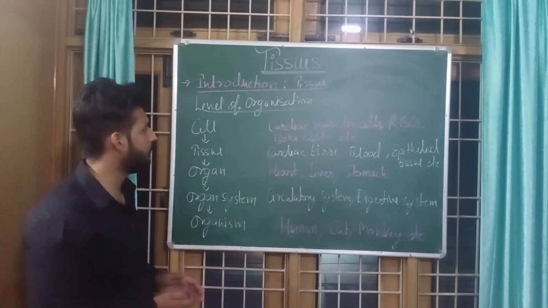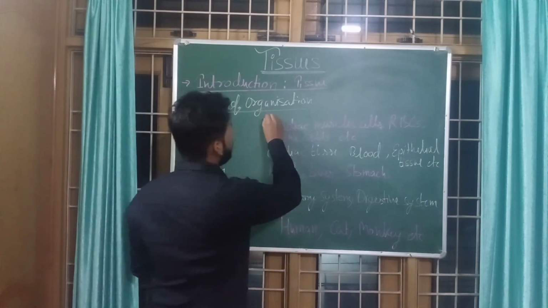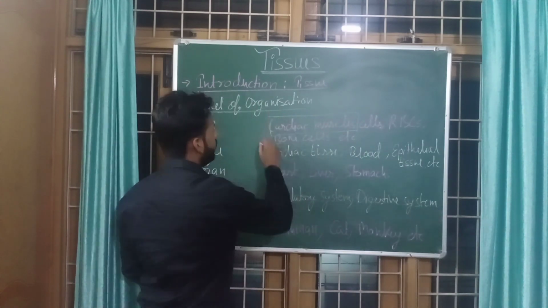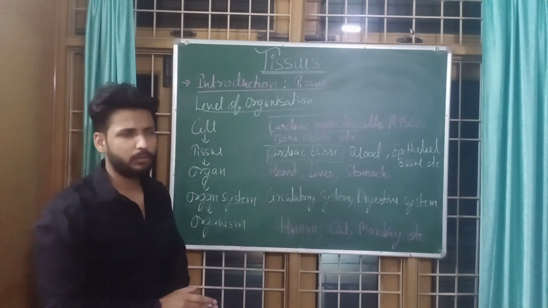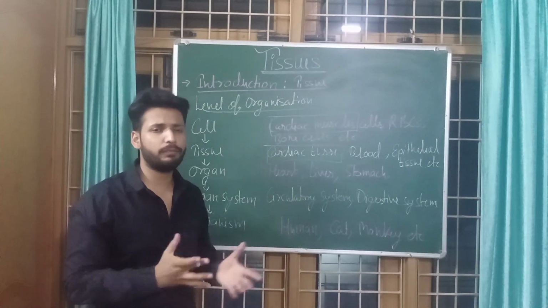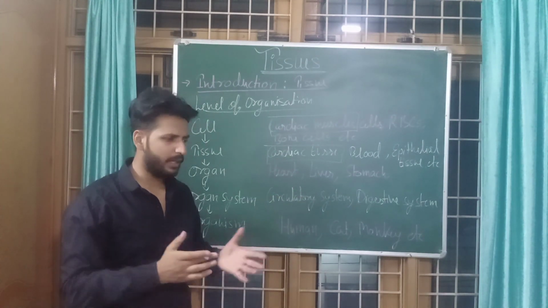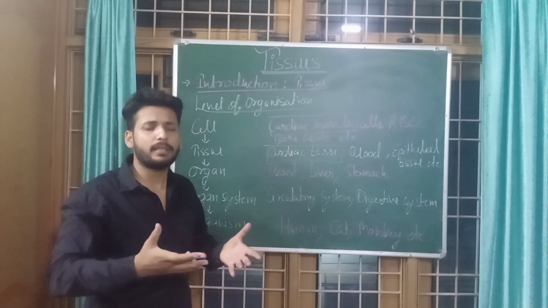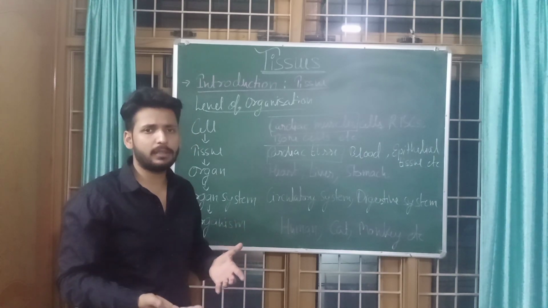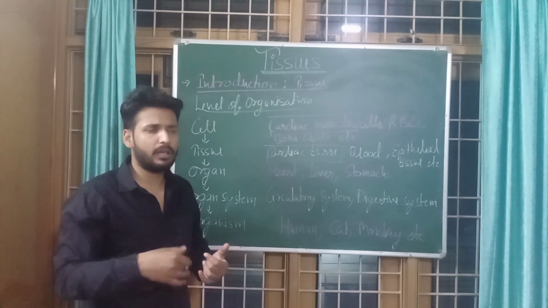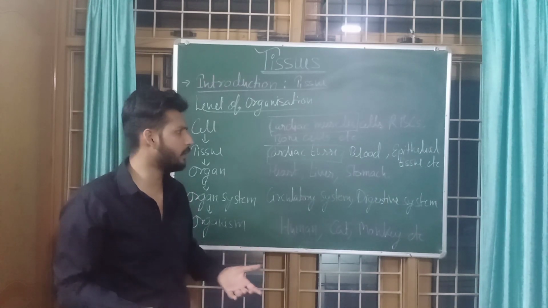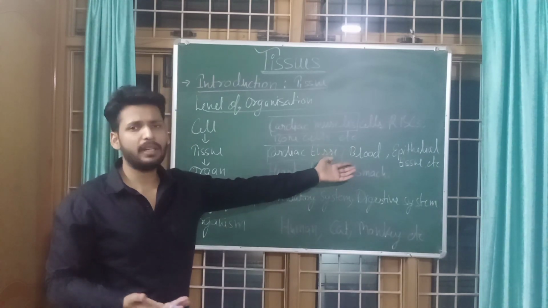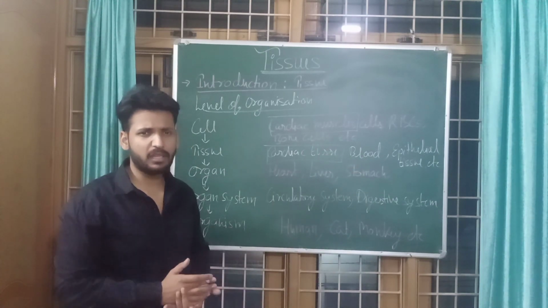For example, like we can say cardiac muscle cells, right? Form the cardiac tissue. Cardiac muscle cells combine to form cardiac tissue. In the same way, you can say smooth muscles, epithelial tissue, connective tissue, different types of tissues are present, and blood is also a type of tissue.